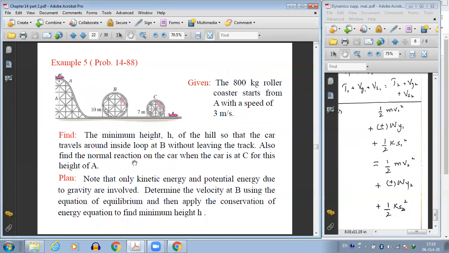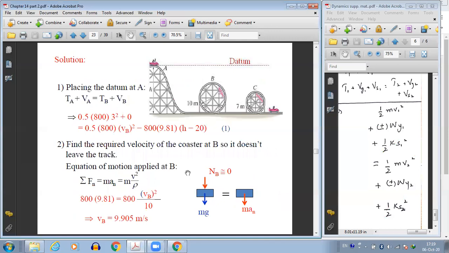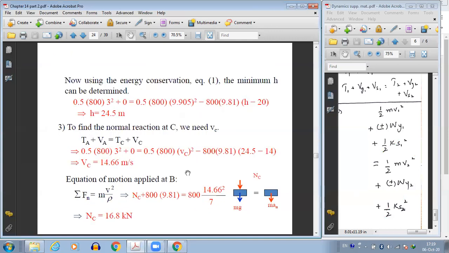Next, it was asked to also find the normal reaction of the car when the car is at C for this height of A. So it's like solving the problem again for point C, and finding the normal reaction at this point. We can solve it between point A and C again. First we solved between point A and B; now we're going to solve it between point A and C. Since we now know the height, we will directly find the velocity at C. And once we have the velocity at C, we can find the normal reaction at C.